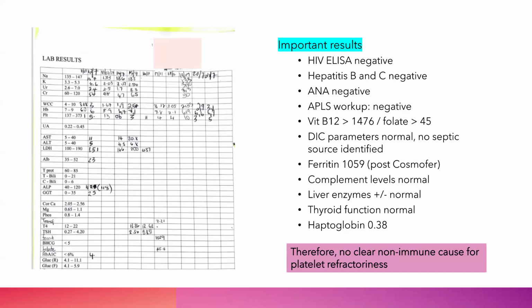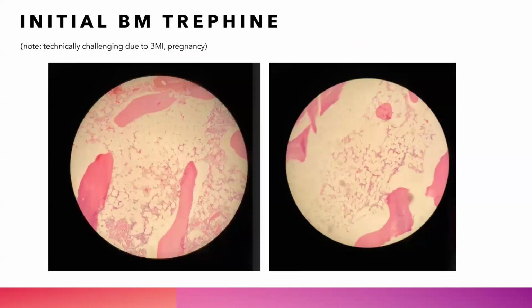This was post-Cosmifer, just to note. Normal complement levels, and her liver enzymes were also normal. So we weren't really thinking along the lines of HELLP syndrome at this point. Normal thyroid function and normal haptoglobin. So we didn't really have any indication that there was a non-immune cause for this patient's platelet refractoriness.